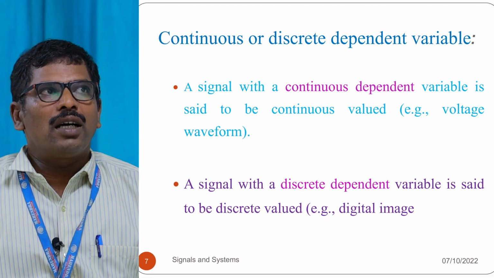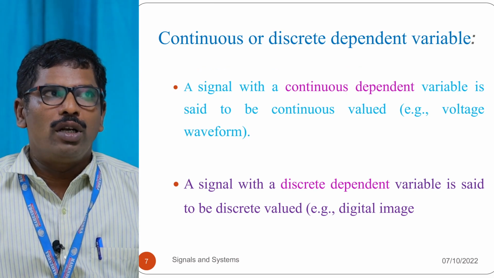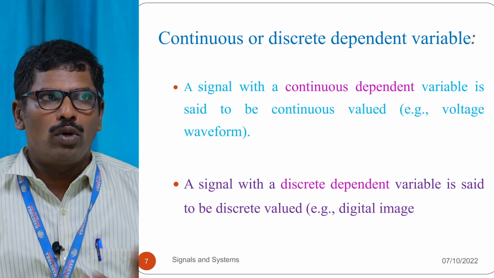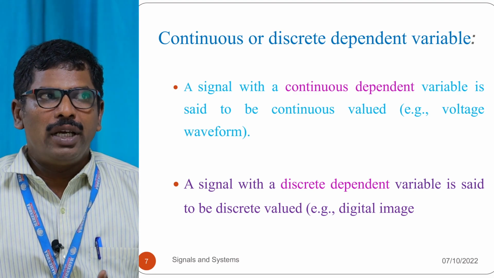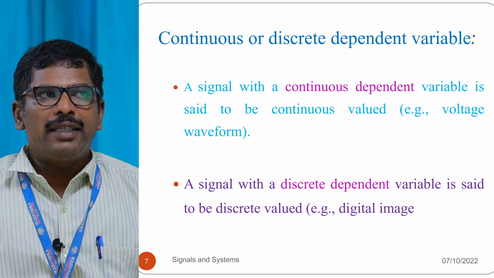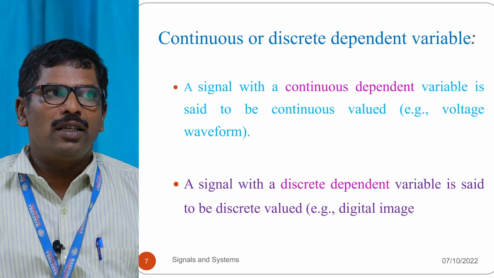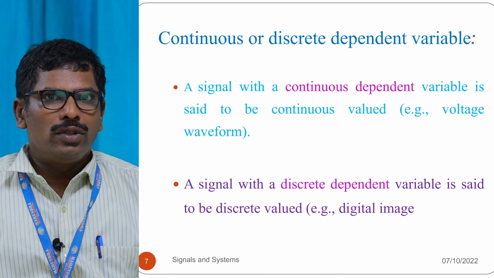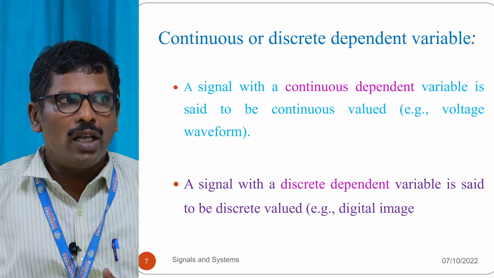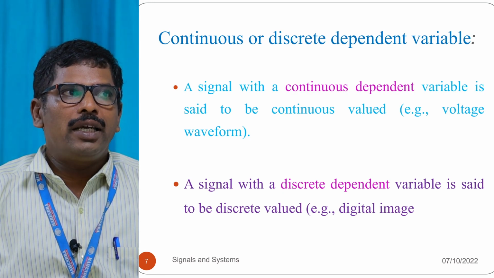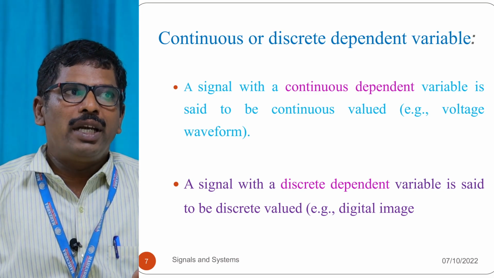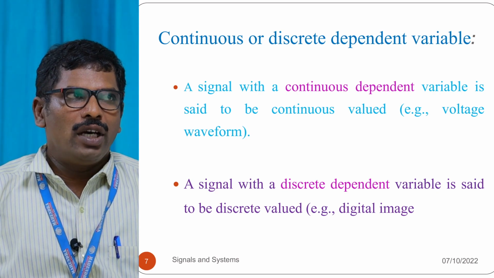Next again is continuous or discrete dependent variables. A dependent variable is one whose output depends upon past or future values. In that case we call it a dependent signal. Here also we have two cases, continuous and discrete. The continuous one takes data from all the values, but in a discrete one we take data at certain intervals. Any image whatever we are taking is a digital dependent, that is a digital image, that's what we are taking. Next one.